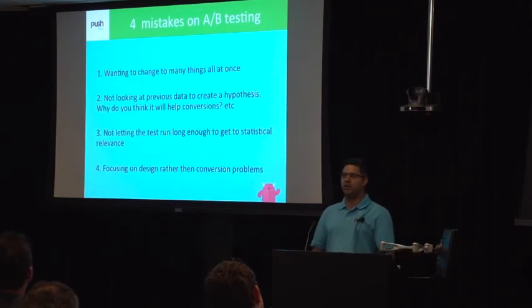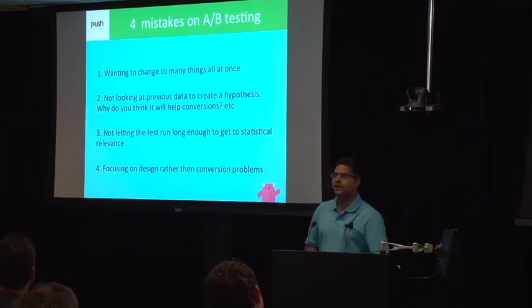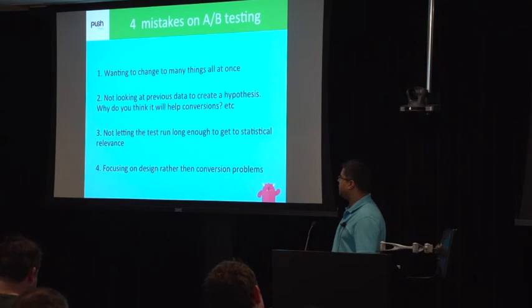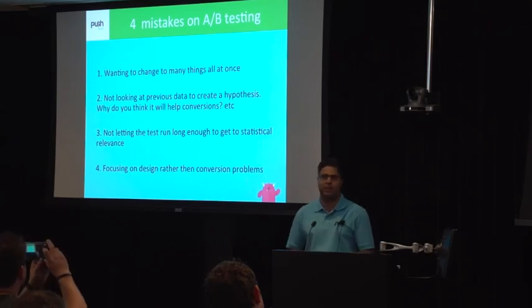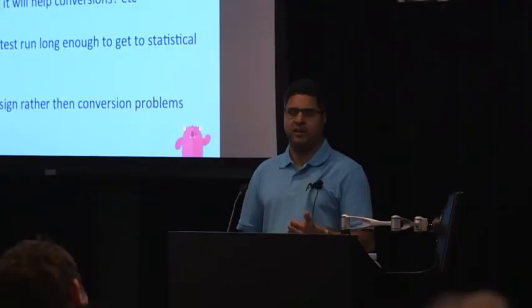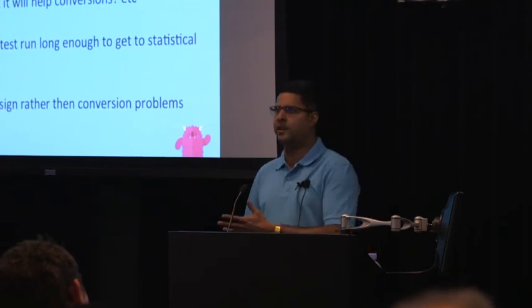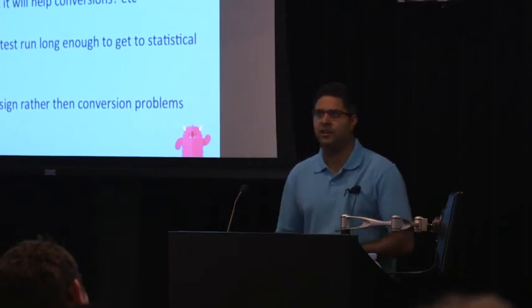There are 4 mistakes on A/B testing, and really what you want to do is look at not changing too many things at once and picking one thing to change. Picking one thing and changing it. Not looking at previous data to create a hypothesis. So using the data to support why you think it will have an increase in conversions.